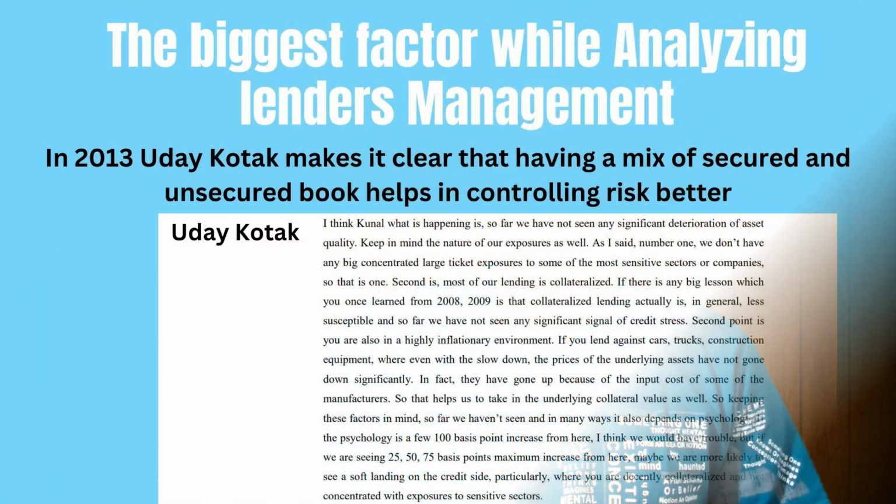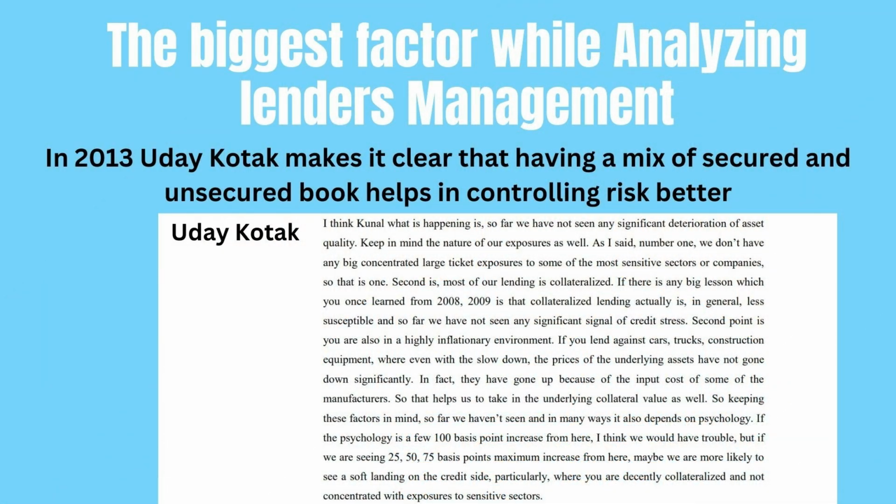Then let's come to the second most crucial decision that Uday Kotak took. In 2013, he clearly stated that he has learned from his mistakes in 2008 and he will not only lend to the unsecured book but will build a mix of secured and unsecured book. He likes the secured book because in times of NPAs they have a collateral from which they can recover the money that they have paid. So building a mix of secured and unsecured book was another crucial step that Uday Kotak took, which really helped Kotak Mahindra Bank tide through all of these crises.